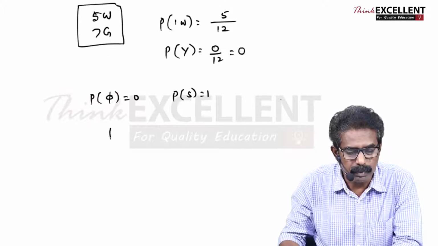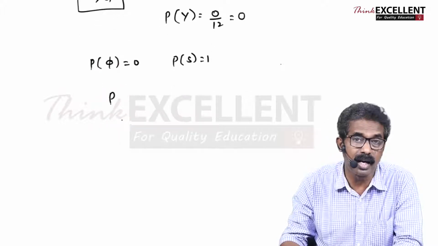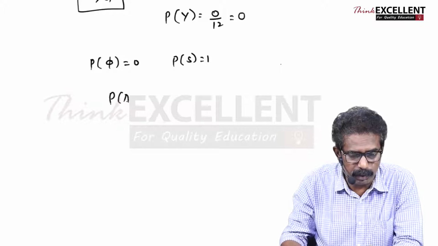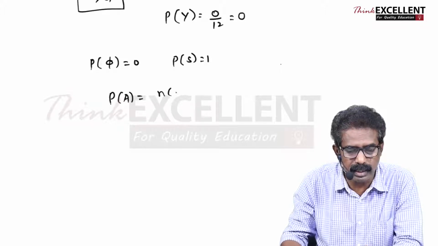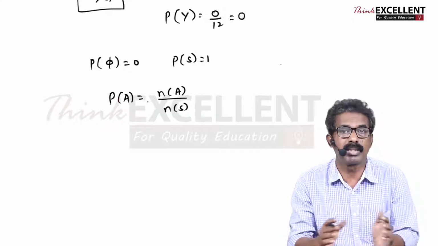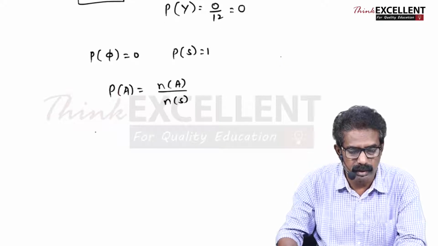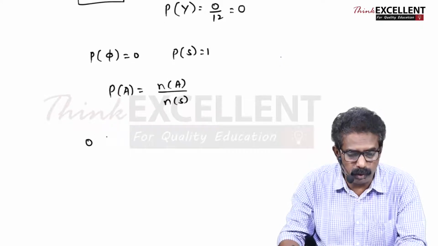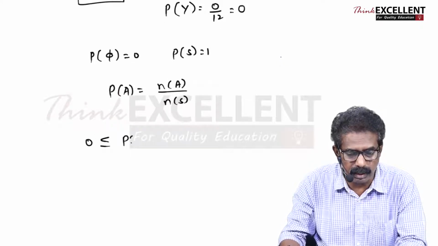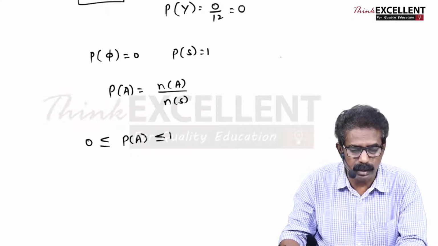Okay? Probability of an event, you can denote it as A, some capital letter. Probability of an event is equal to n(A) by n(S). Denominator is total number of cases. Numerator, the favorable one you have to write. And probability always lies between 0 and 1. 0 less than or equal to P(A), less than or equal to 1.